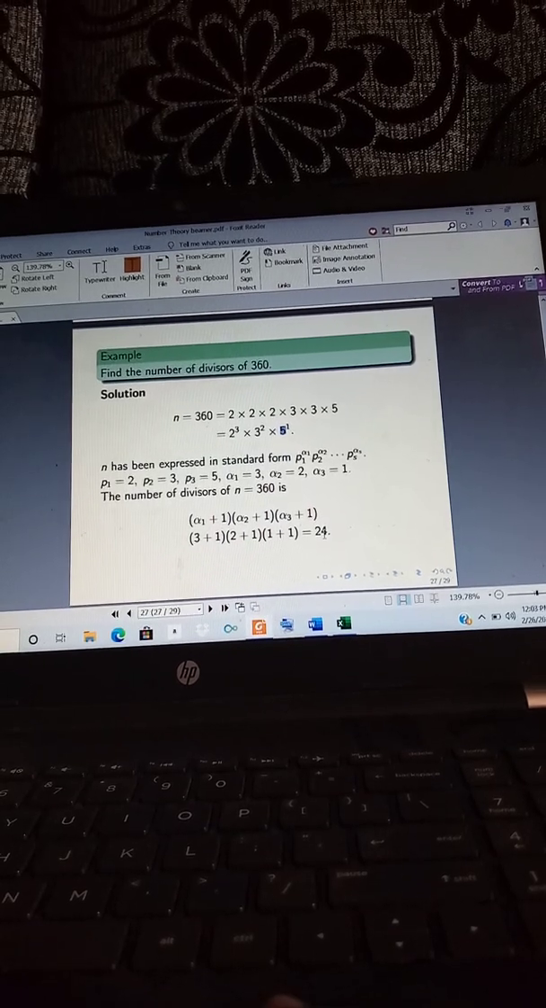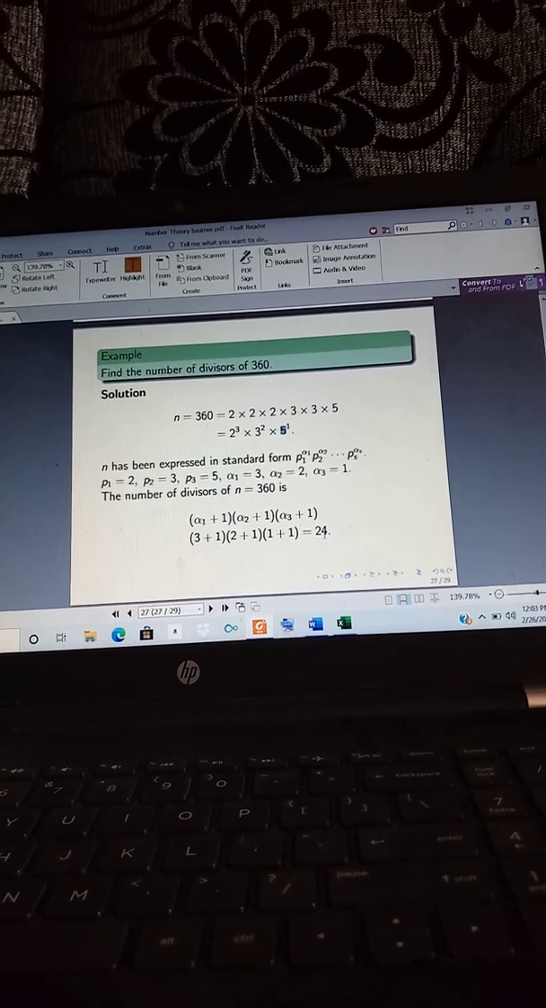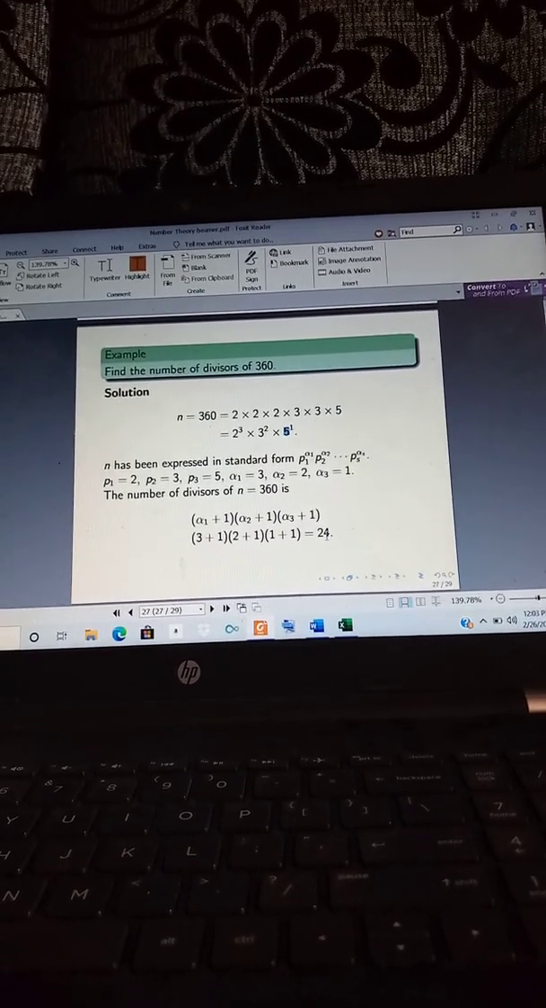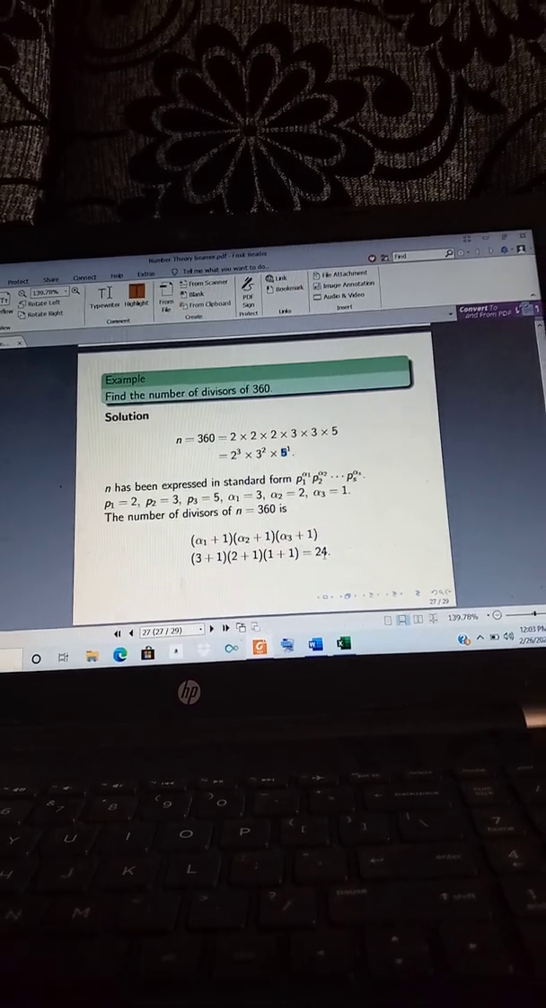So the total number of divisors of 360 is 24.